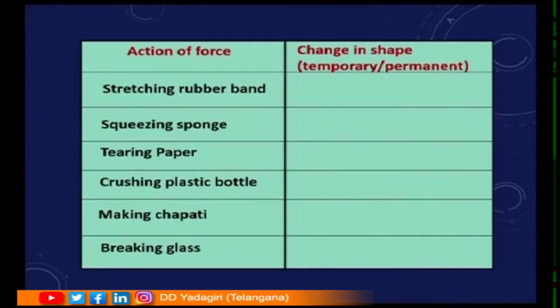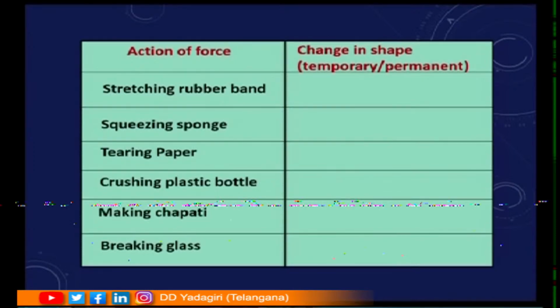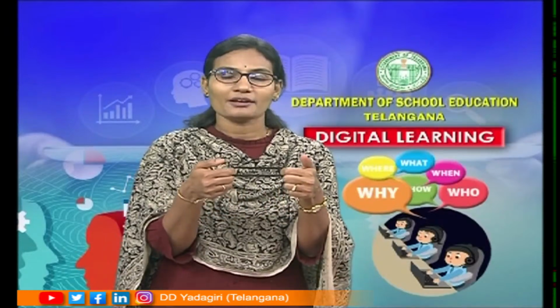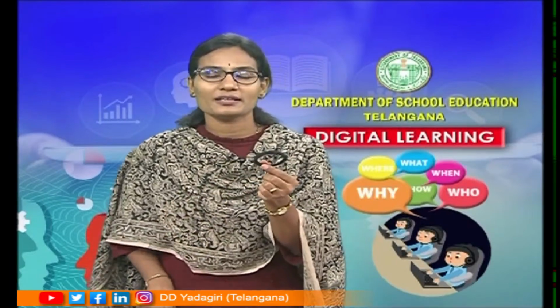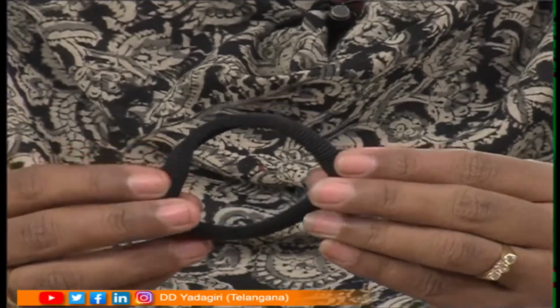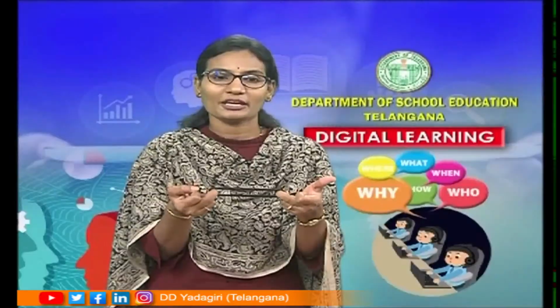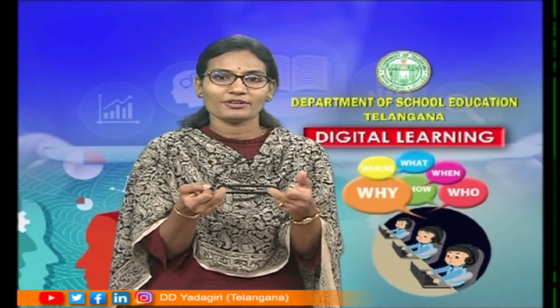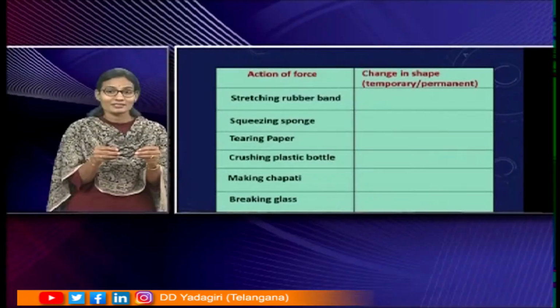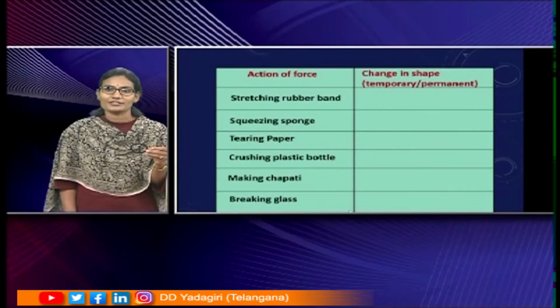Observe this table, children. Actions of forces are given here. Stretching a rubber band. See, children, a rubber band stretching, and after releasing the force, the rubber band regains its initial shape, initial position. When you stretch the rubber band, the shape changes and also the dimensions change. When you release the force, it regains its original state. Means a temporary change.